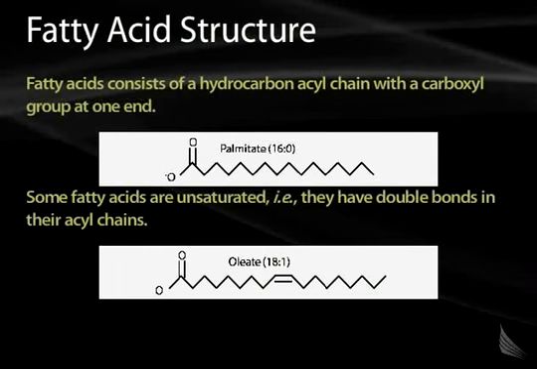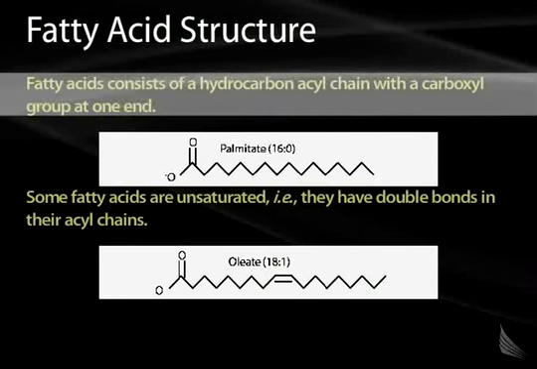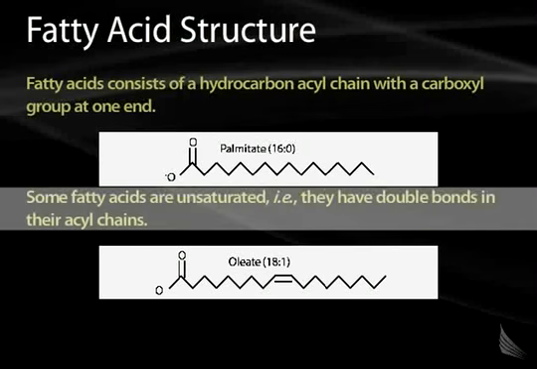What are fatty acids? Fatty acids consist of a hydrocarbon acyl chain that consists simply of carbon and hydrogen molecules, and with a carboxylic acid group at one end. Some fatty acids are unsaturated, that is, they have double bonds in their acid chains. Now, this is a molecule of oleate, which is an example of that.